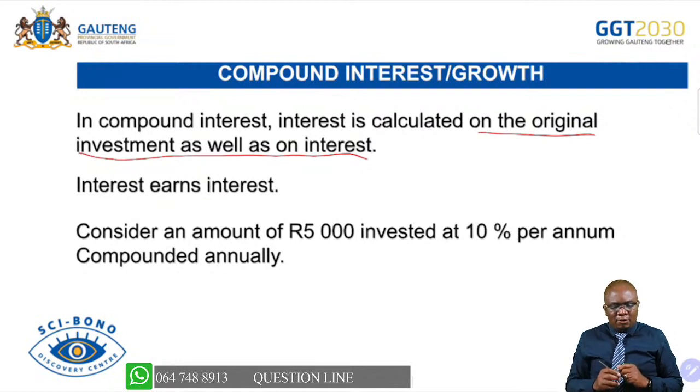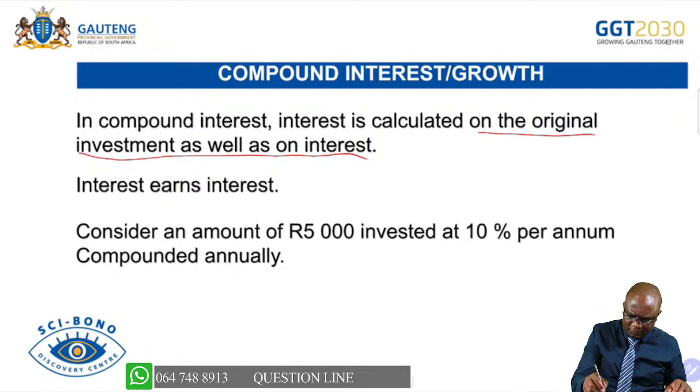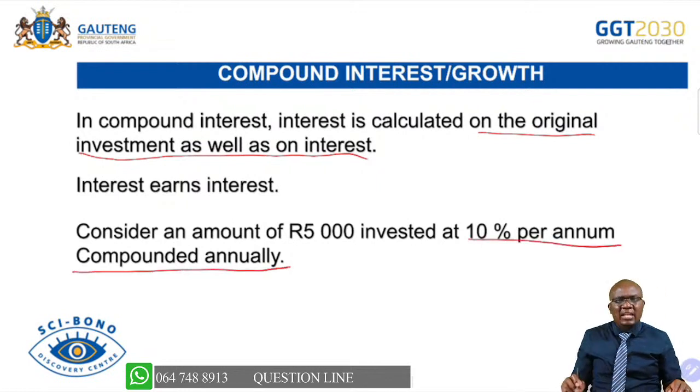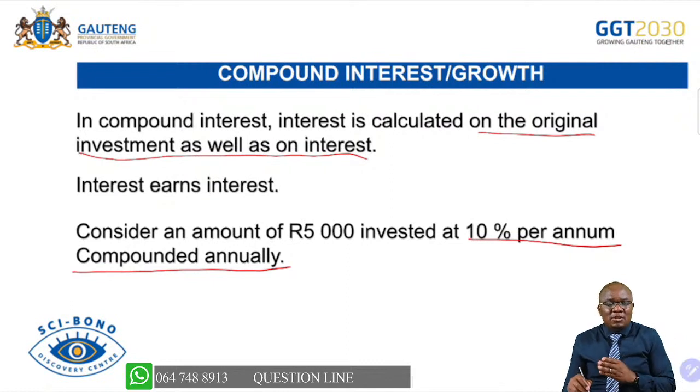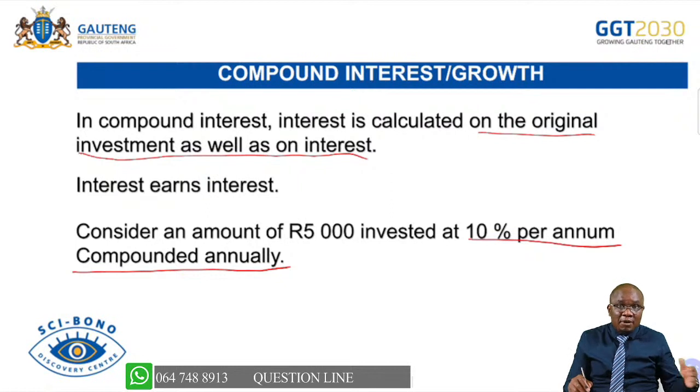Consider an amount of 5,000. We use the same situation now, but now it's compound interest of 10% per annum, compounded annually. Very important. What is the meaning of this? Very soon we are going to be talking about compounded monthly, compounded quarterly, compounded semi-annually, but at this level we're saying compounded annually. Next lesson, things may change.